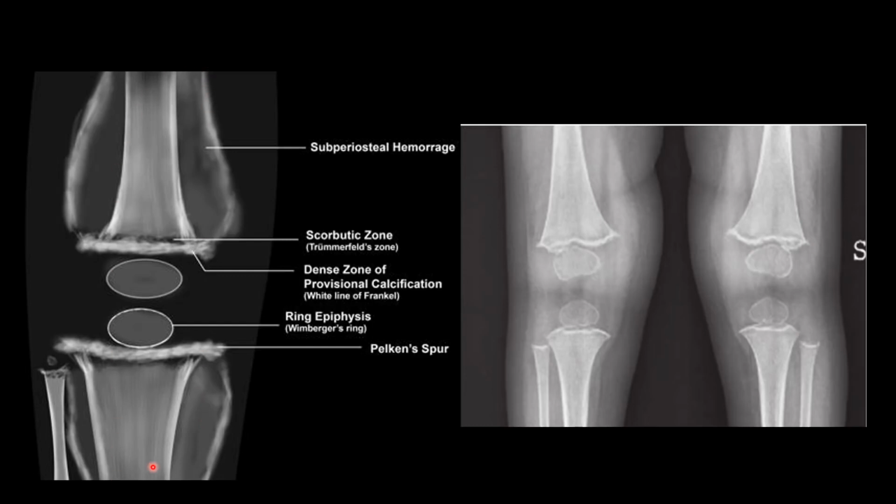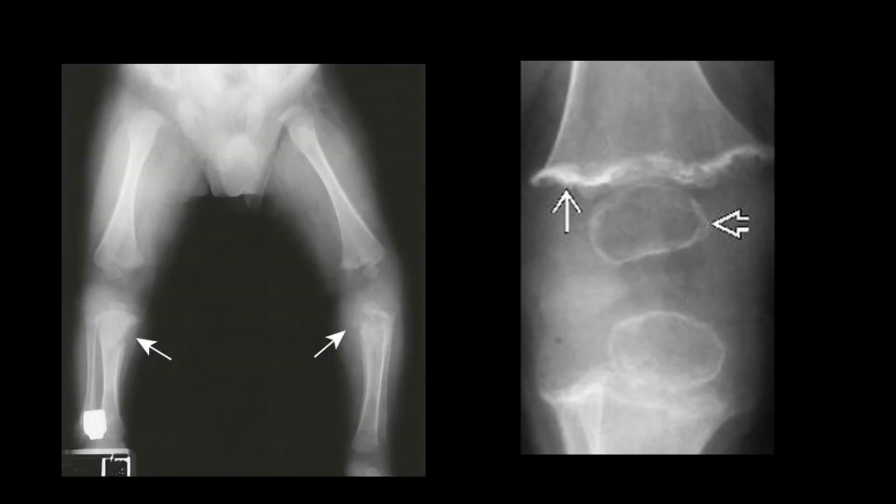So these are the findings of scurvy. If we see this on radiograph, so number one is this white line of Frankel. Then we see this lucent zone, that is the Trümmerfeld zone. This is the Wimberger's ring, the white line surrounding the epiphysis, and this is the pencil thin cortex. Coming to the next. Now this is again an image of scurvy, where we see this white line of Frankel, we see this Wimberger's ring and the Pelkan spur.